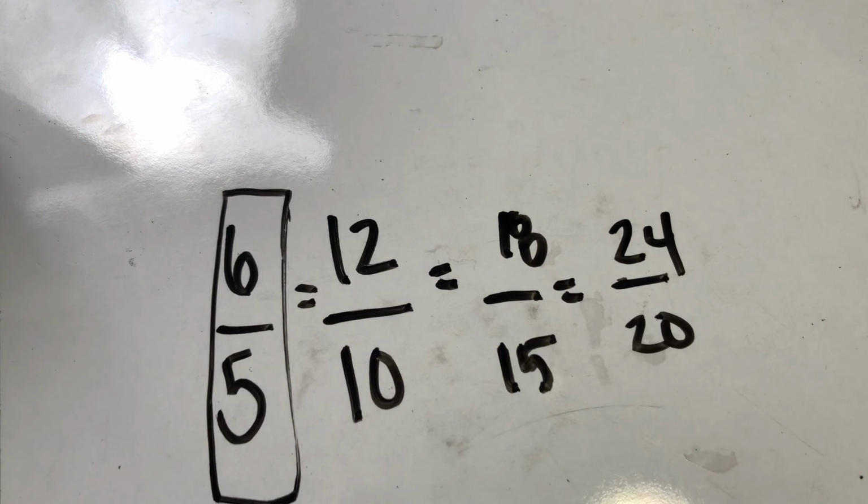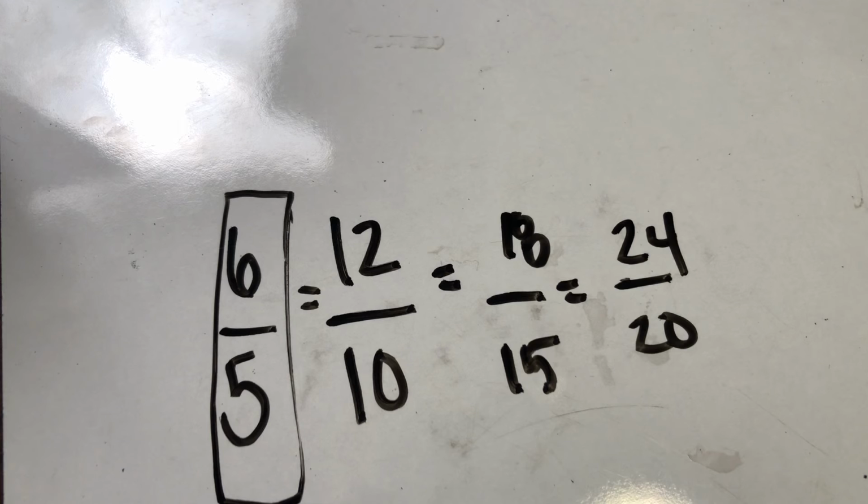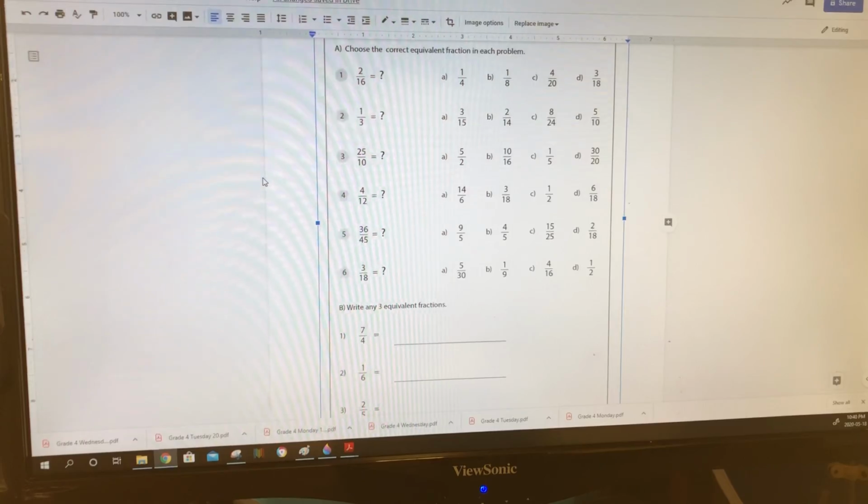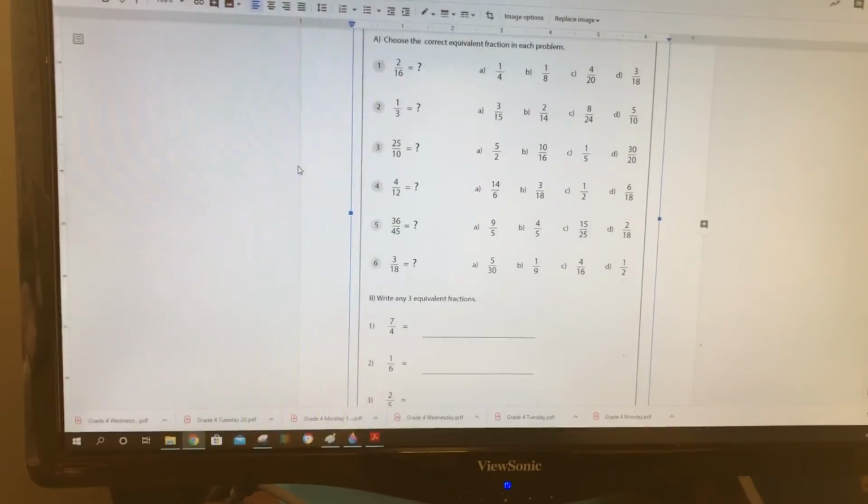So that is how you do the bottom half of this assignment. And that is it for your math for today. So you have 6 questions plus 3 of these ones where you have to write fractions that are equivalent. Okay, and that is it for today.